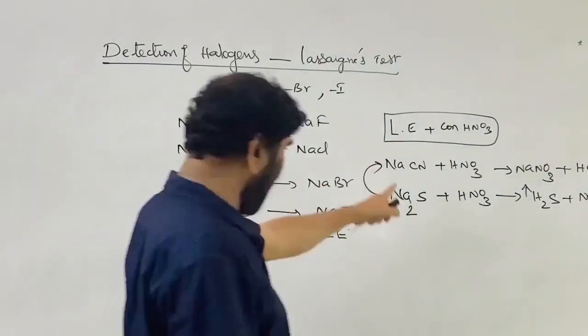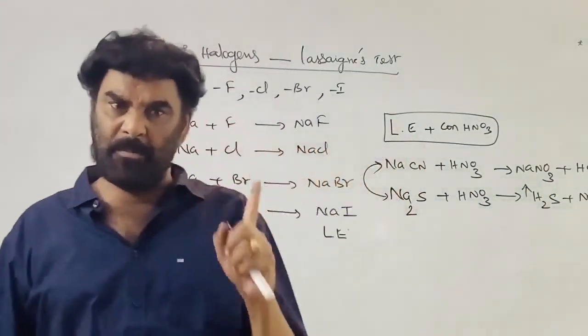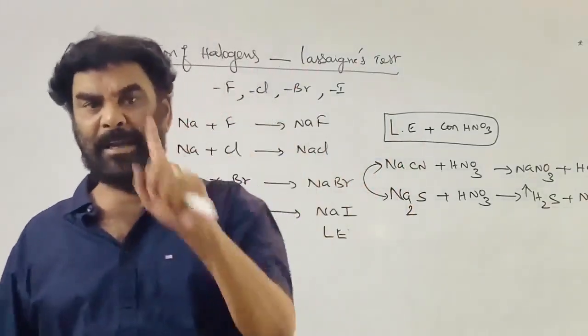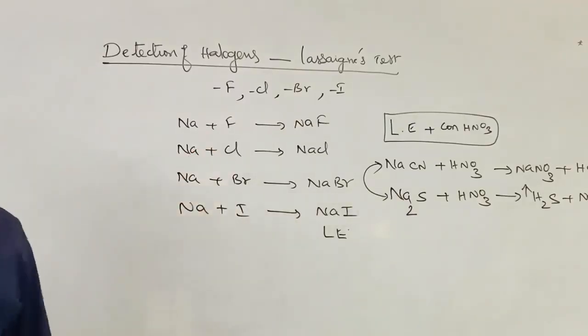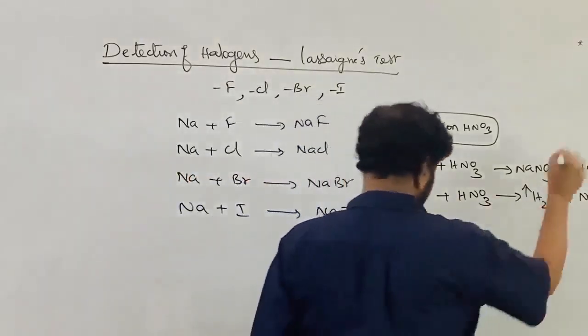This HNO3 is added if the given organic compound contains nitrogen or sulfur, or nitrogen and sulfur both. Otherwise there is no need to use it. This is eliminated.